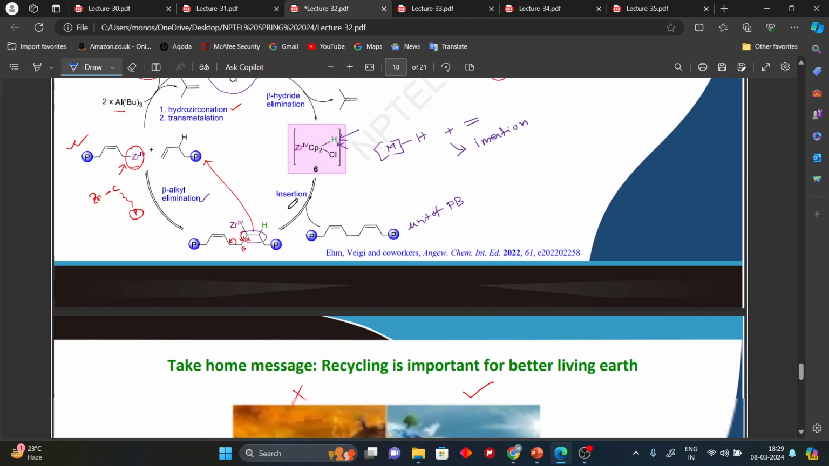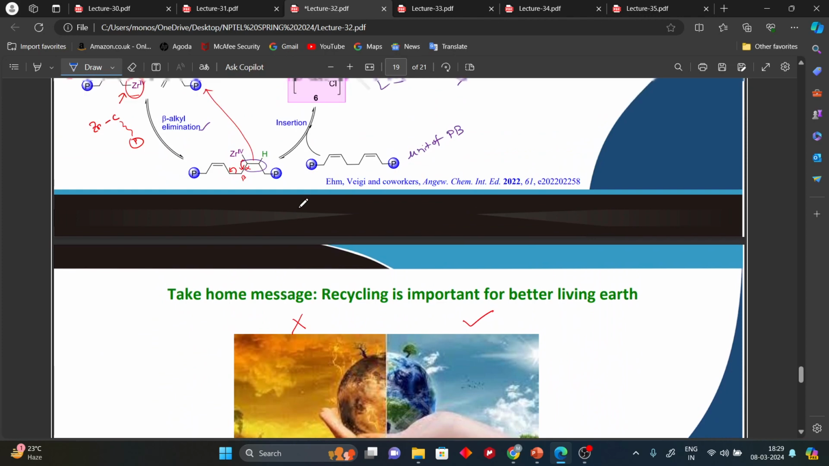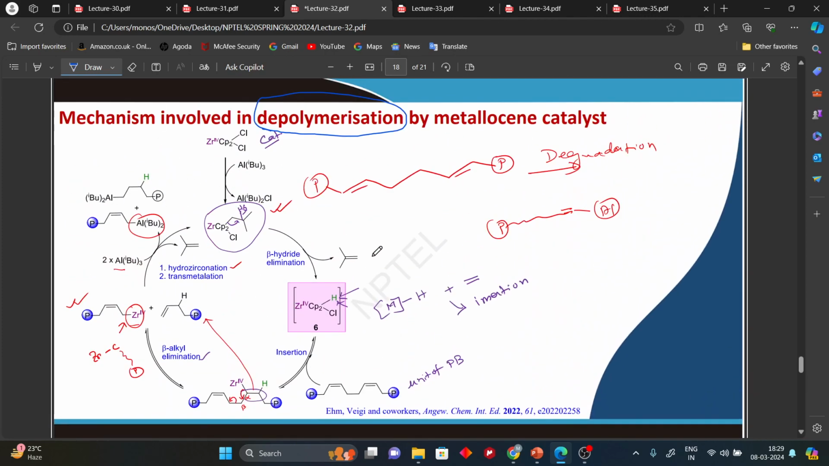In that way, depolymerization can happen. So ultimately it can give you the monomeric unit, and so it does the recycling.